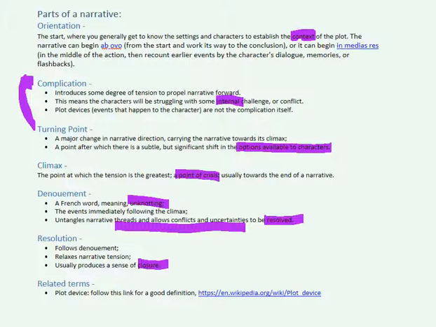However, this is different to a complication, because the complication would be the result of this plot device. For example, bad guy shoots James Bond's mum. The complication for James Bond is, does he maintain his professional and cavalier attitude as a spy, or does he let it rattle him to the core and he reacts in a bad way? That's a complication.